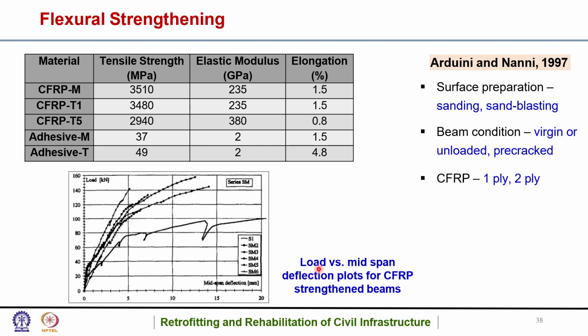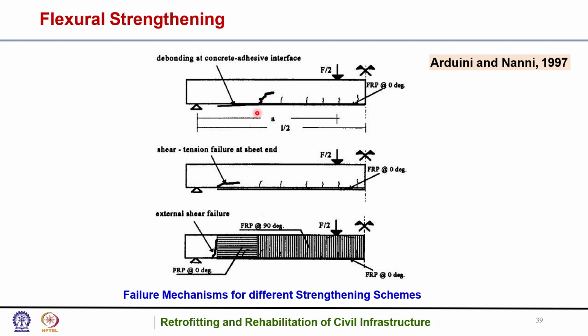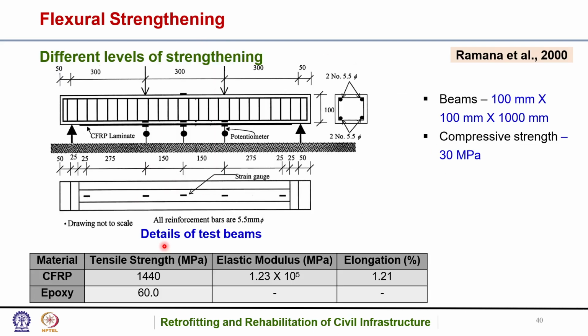And this was the result basically. So this was load versus midspan deflection plots for CFRP strengthened members. Okay, so this also had a similar observation, and these were the failure mechanisms for various different strengthening schemes as per the literature, as you can see.